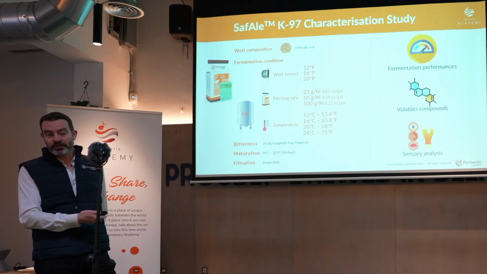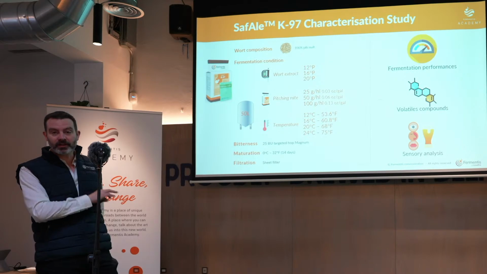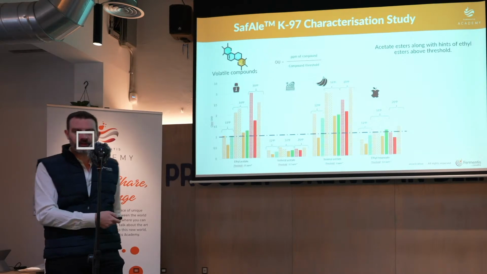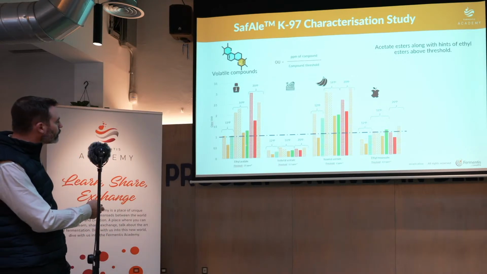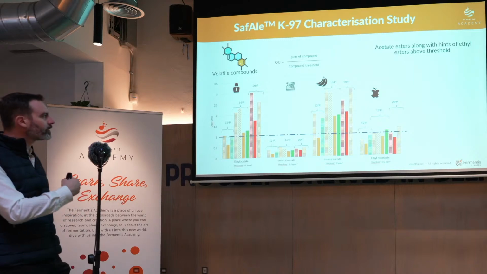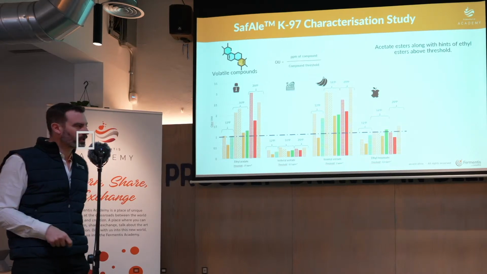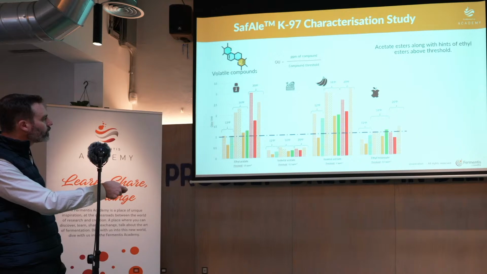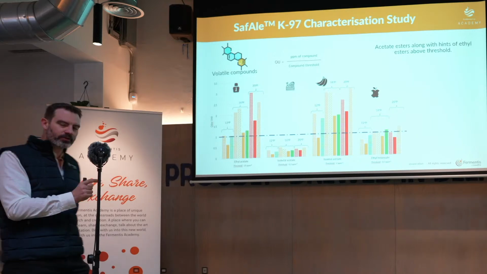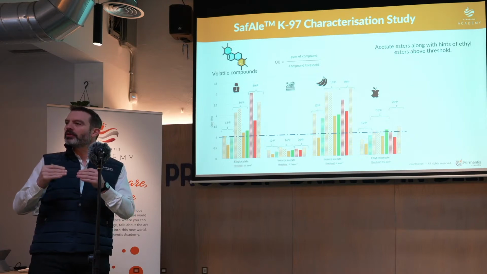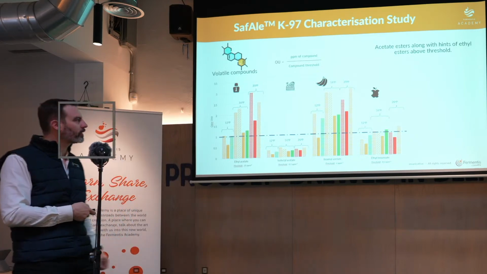So we made exactly the same design of experiment as I showed you before. And basically, this is the result that we can expect. So we have here ethyl acetate and isoamyl acetate, the ones that are above the threshold. And what did we see? We have a clear correlation with the extract. So the more extract you have, the denser the wort is, the more esters you will get out of this yeast.